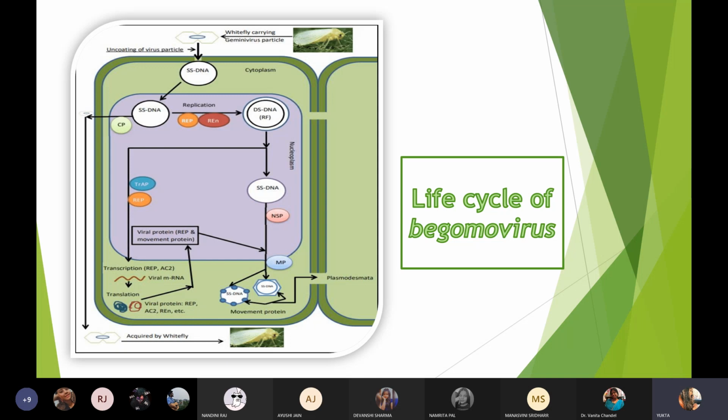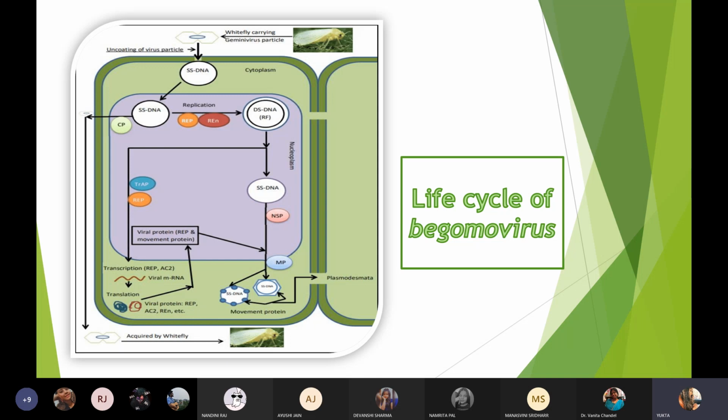This complex is formed when the cotton leaf curl virus single-stranded DNA interacts with the nuclear shuttle protein, and the single-stranded DNA undergoes replication by involvement of the viral replication protein, or Rep protein, and the virus replication enhancer protein, which we can say REn protein. So this gives rise to the double-stranded DNA replicative form. In short, I'll be calling it RF, the replicative form.